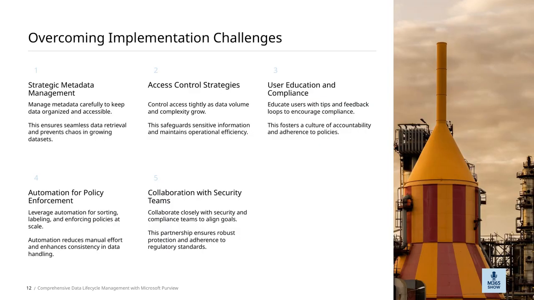Now, let's look at how we can overcome some common implementation challenges. First, collaborating closely with your security and compliance teams is essential. By aligning your goals, you ensure that your data protection measures are robust and that you're meeting all regulatory standards. This partnership is key to building a solid foundation. Next, leveraging automation plays a critical role. Automating tasks like sorting, labeling, and enforcing policies at scale not only reduces manual effort, but also enhances the consistency of your data handling processes. This way, you can manage large volumes of data more efficiently and with greater accuracy.